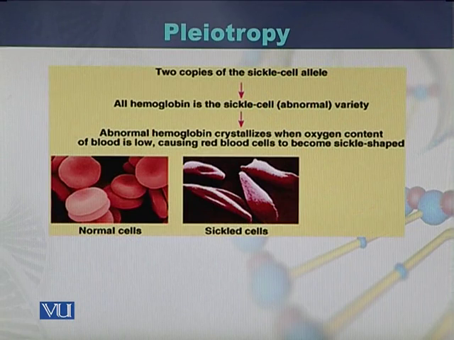These are normal red blood cells that usually carry oxygen. If there is a mutation in the particular gene that is responsible for the production of the normal cells that carry oxygen, then these normal cells are converted into sickled cells. Sickled cells cannot carry oxygen. So this is one phenotype which is produced by a single gene.